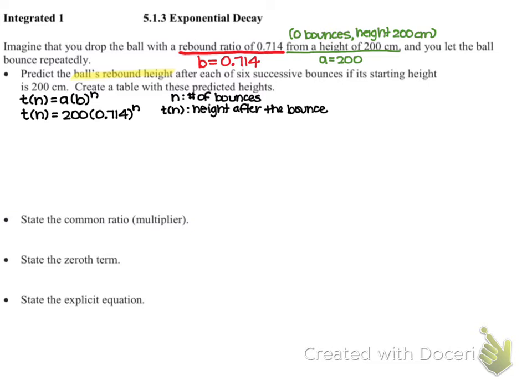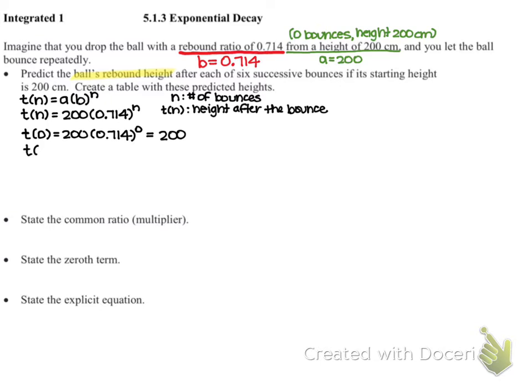So if I have no bounces at all, I plug 0 in, so no bounces at all. I'm going to type this into my calculator, and I get 200, which is exactly what I expected. Because if I haven't dropped it yet, it hasn't bounced yet. So I'm just sitting there holding the ball at 200 centimeters.